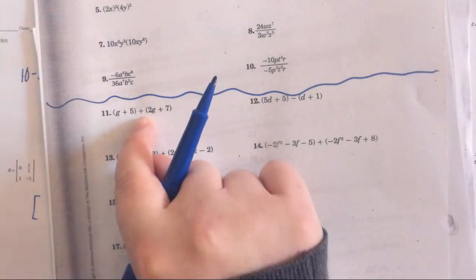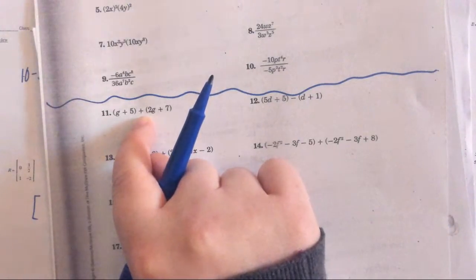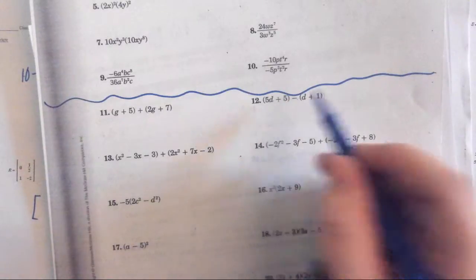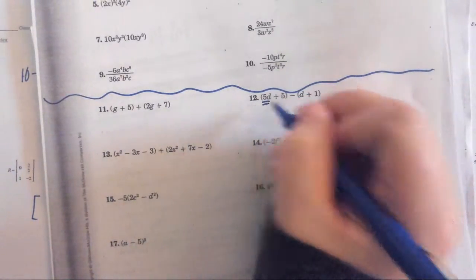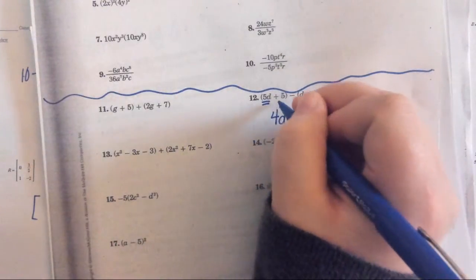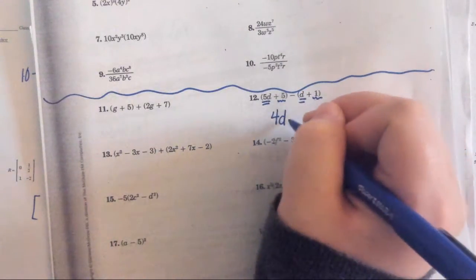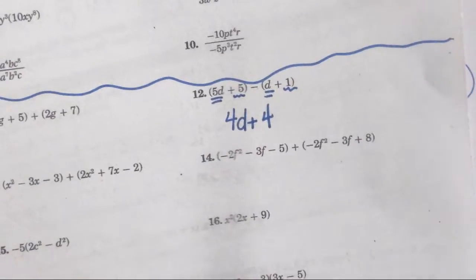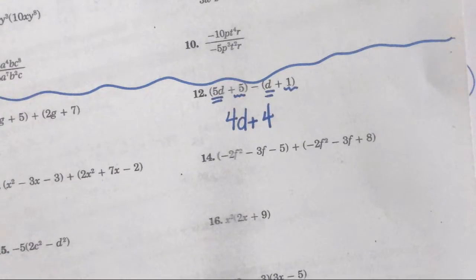I'm not going to work 11. It's too easy. If you want to work it right now, you can. I'm going to work number 12. That minus sign in between, I'm going to do 5d minus d, and I will get 4d. 5 minus 1, and I get 4. I'm 95% positive that everybody in the room could have gotten that without me. I pray. And I'm going to skip 13 too.